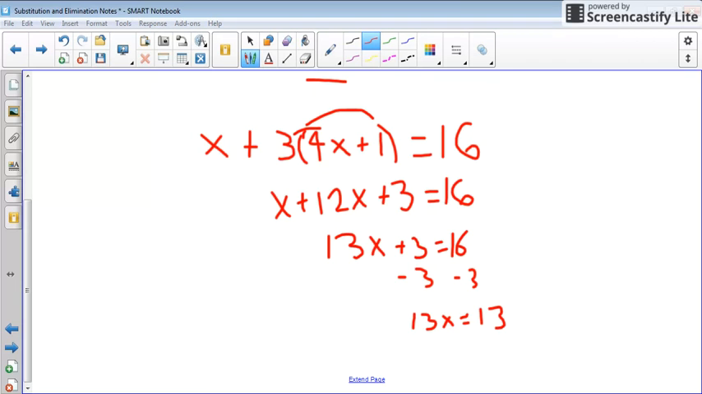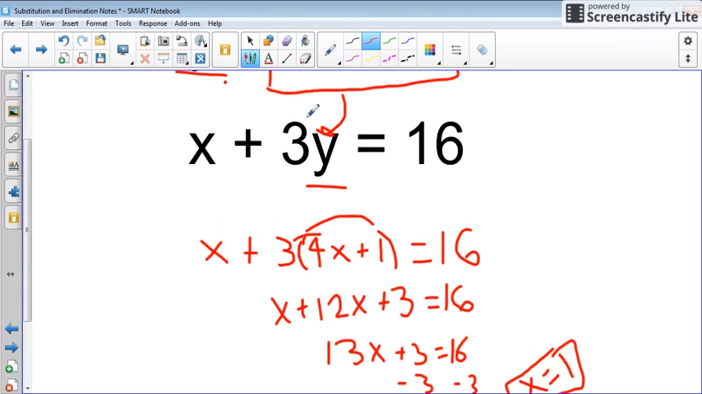So now we're down to the final step here. How do I get rid of that 13? Well, I do 13 divided by 13, and that is equal to 1. So in other words, x is equal to 1. Whew. It took a lot of work to solve the equation, but the actual substitution part wasn't that hard at all. You just replace y with 4x plus 1.